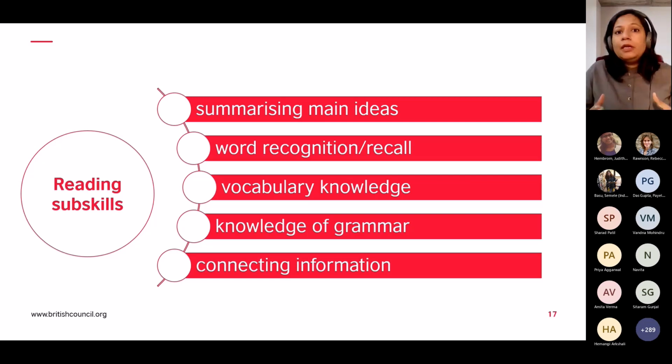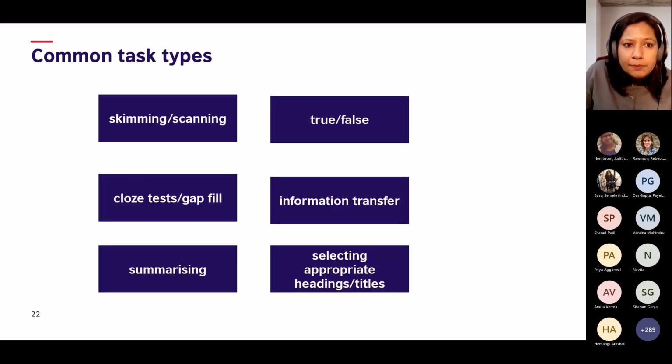We sometimes have to connect information from within the text, and sometimes we have to connect information that we already have about the text or a similar topic. So again, like speaking skills, here the ideas are not exhaustive. There are many more sub-skills that you can come up with, but these I felt are the most relevant, most important ones, applicable to all types of readings. So then, just like we looked at common task types for spoken, there is one example on the screen for common task types when it comes to reading skills.